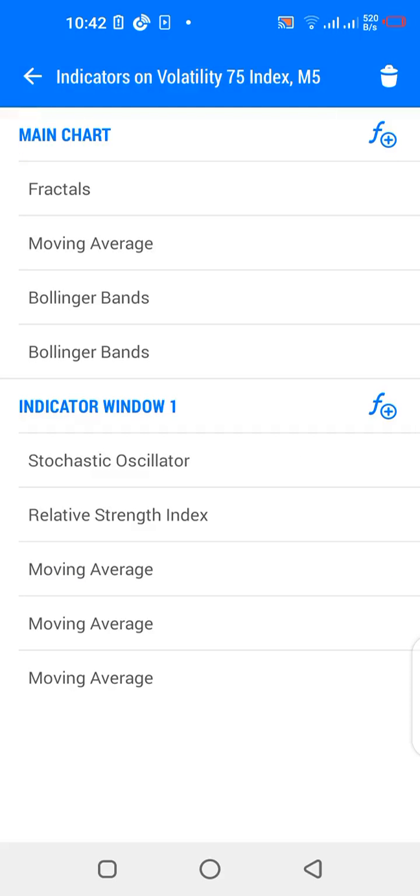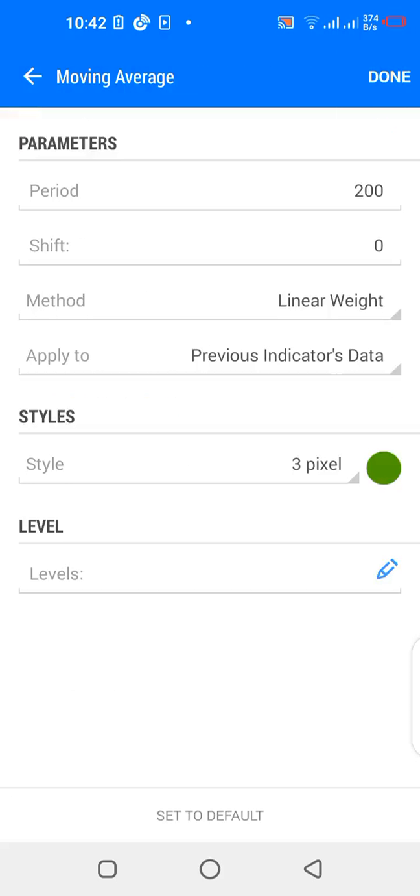All right. Another one is a 200 period moving average. The method is linear weight applied to previous indicator's data, and this time around the color is green. And the third one is a 1 period moving average. The method is linear weight applied to close this time around, and the color is red.